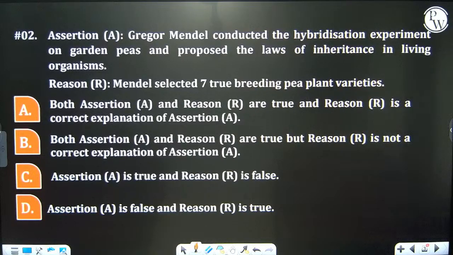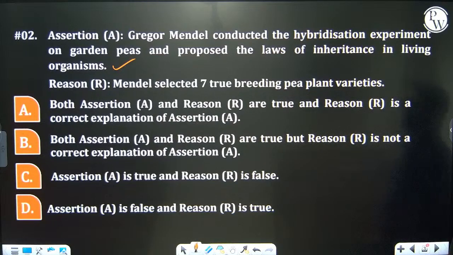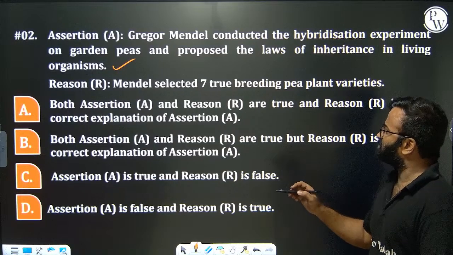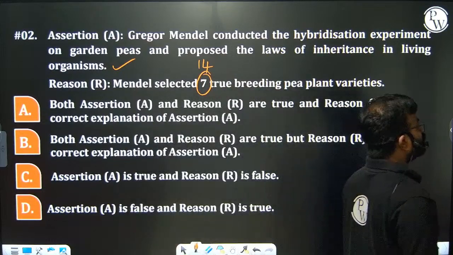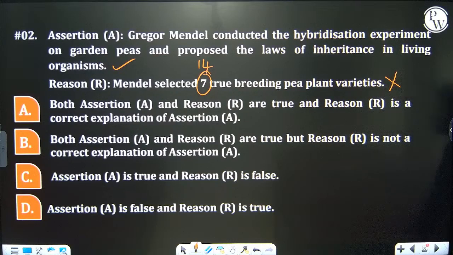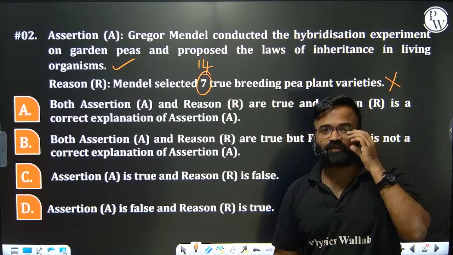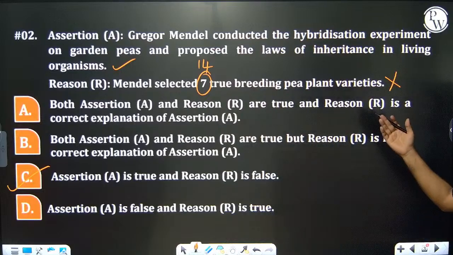Gregor Mendel conducted the hybridization experiment on garden peas and proposed the laws of inheritance in living organisms, which is true. Let's see the reason. Mendel selected 7 true breeding pea plant varieties, 7 characters, but it should be 14 true breeding varieties. Hence, the reason statement is false. So we'll go with C as the answer. Guys, is it clear?